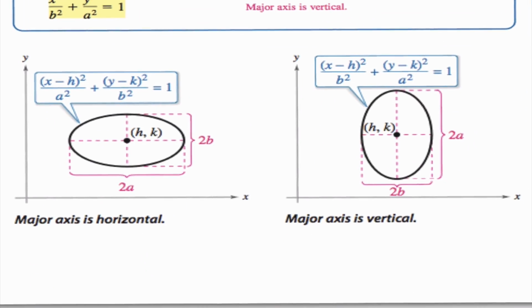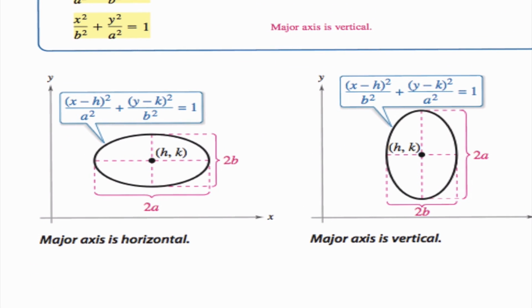So, here are some examples of ellipses. This is an example of one that has a major axis that is horizontal. We can see that this distance 2a is bigger than the distance 2b. This one has a major axis which is vertical, so this time going up and down is bigger than going right and left.